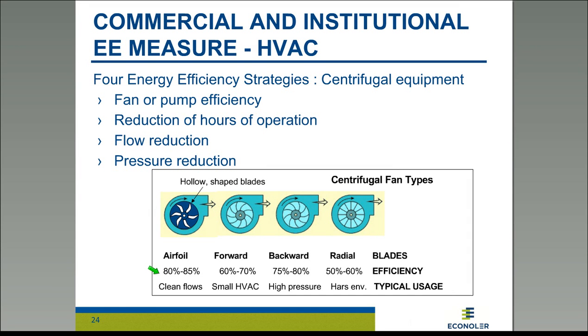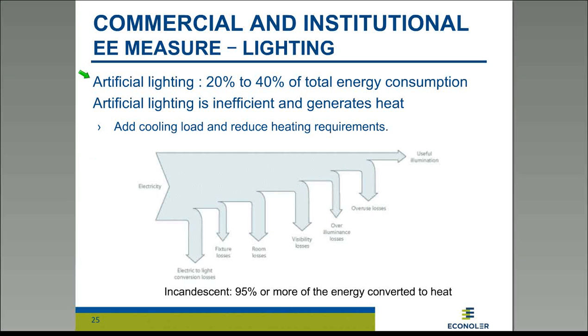In fact, there's one fan that is not depicted here that has an even higher efficiency, and that's the axial fan. Axial fans can be very, very efficient. They can reach close to 90% efficiency. Their main problem is sound attenuation because they are noisier and at a higher frequency. But I have seen some very large buildings using axial fans with success. Other strategies are reduction of hours of operation, flow reduction and pressure reduction, which are quite popular.